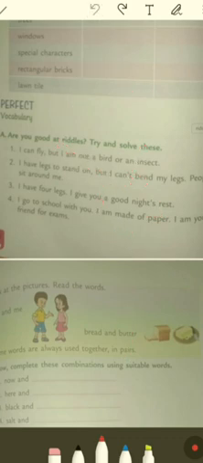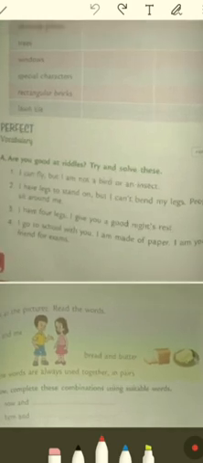Number 2: I have legs to stand on, but I can't bend my legs. People sit around me. What is it? It has legs to stand on, but it cannot bend its legs. People sit around it. Can be a table, right? Chair also. Number 3: I have 4 legs. I give you a good night's rest. Something that has 4 legs and gives you a good night's rest. What is it?